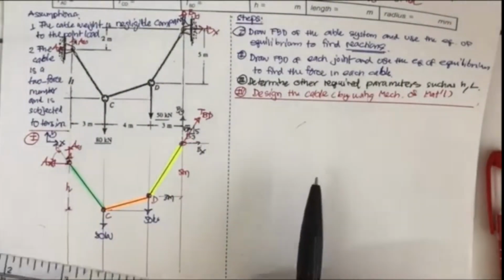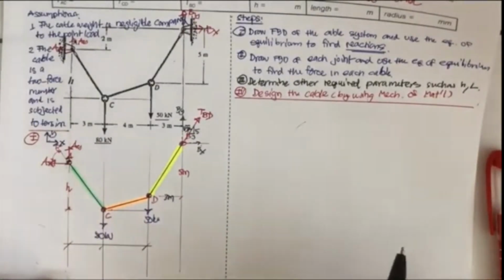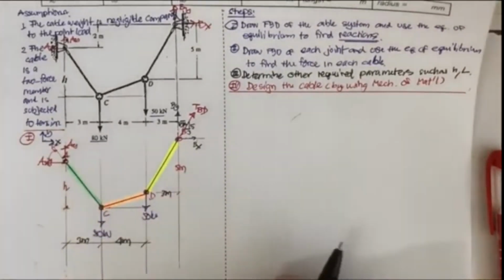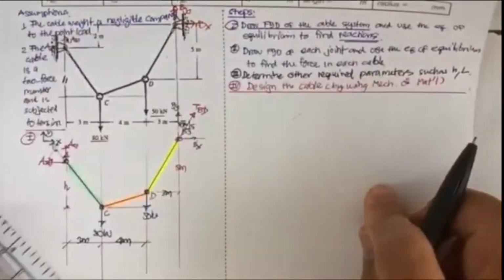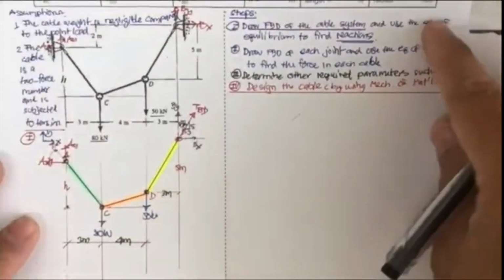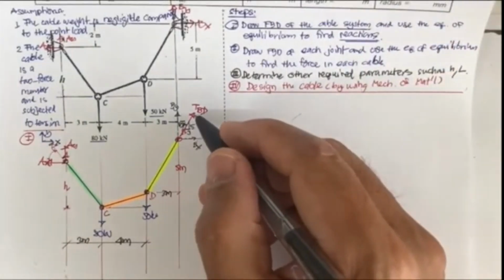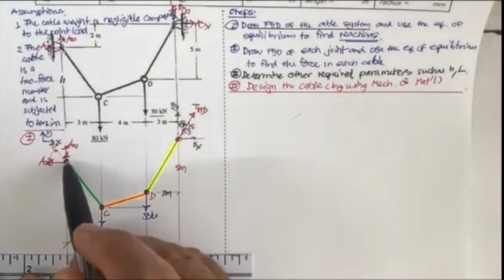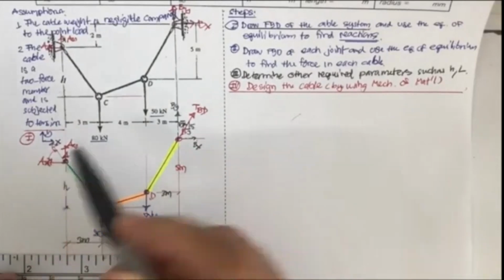Next, we put the other lengths into our problem. So we have this one for 3 meter and this one for 4 meter. Now we draw the free body diagram of the cable system and we arrive at this. Next we're going to use the equations of equilibrium to determine the required reaction. This time it's going to be better if you take the moment about A, to eliminate the unknowns A sub x and A sub y.